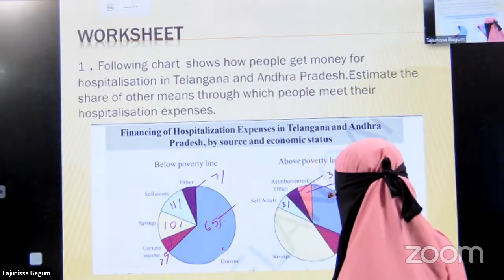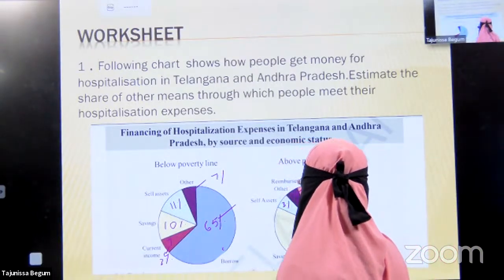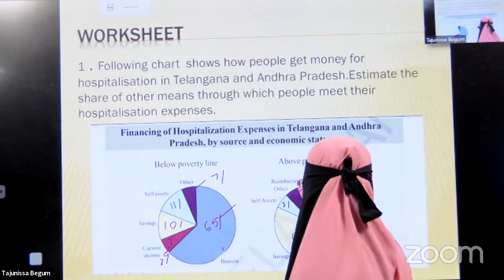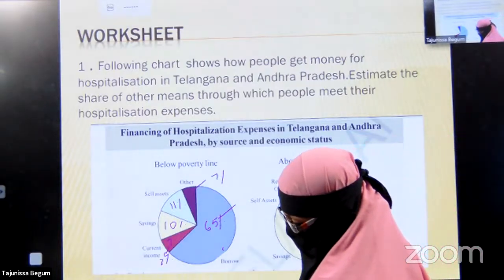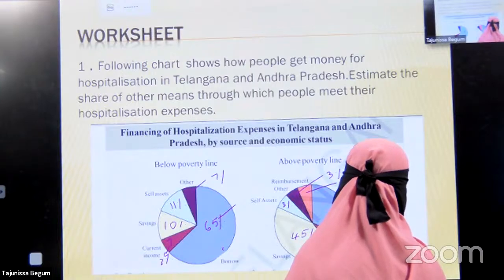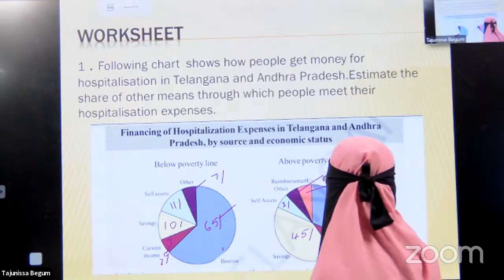And savings, how much are they having? 45%. Look here. Are they having more savings compared to the below poverty line? Below poverty people? Yes. And how much are they having in current income? They are having current income 11%. When you see how much they are borrowing, 35%.